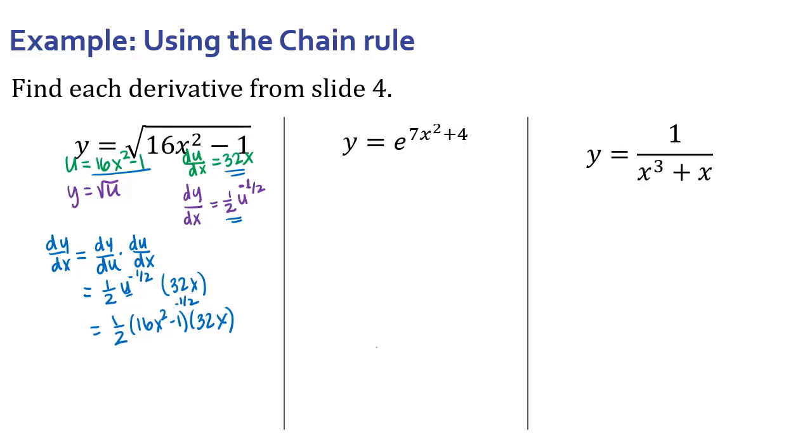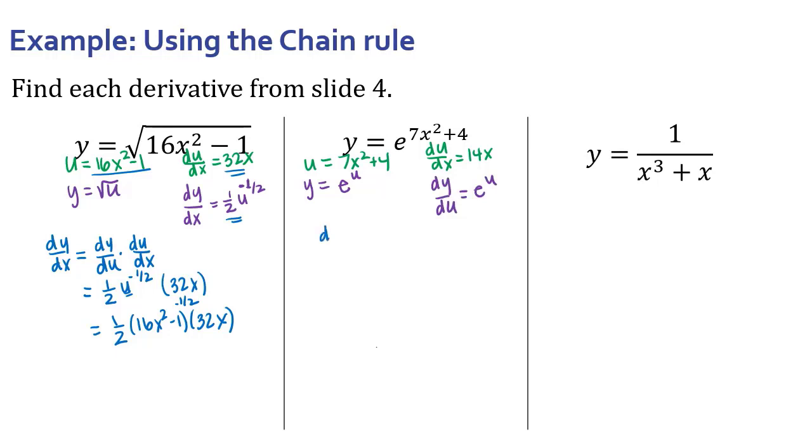All right, next one. So here u equals 7x squared plus 4. Outside function with respect to u is e to the u. Both of these are things that I can actually differentiate. So the derivative of u with respect to x is 14x. The derivative of y with respect to u is e to the u.